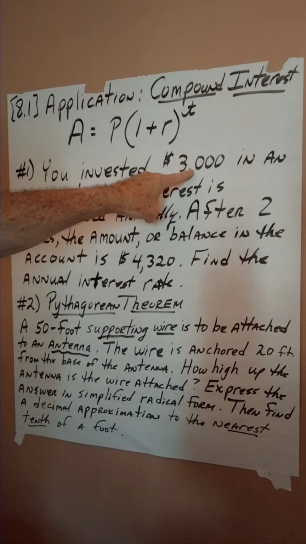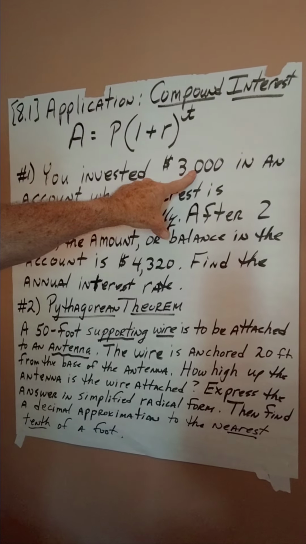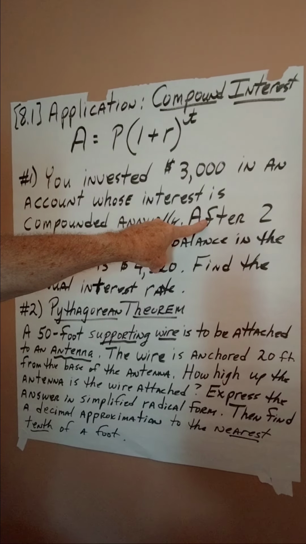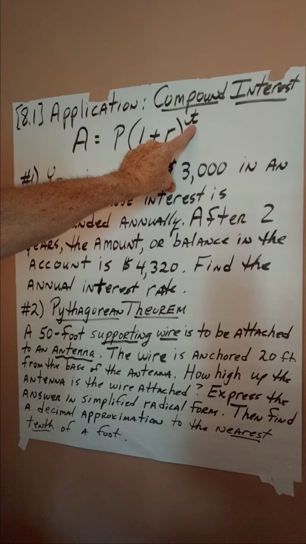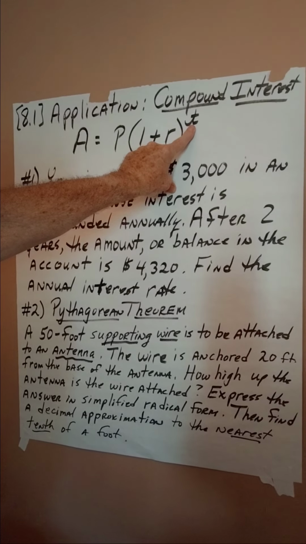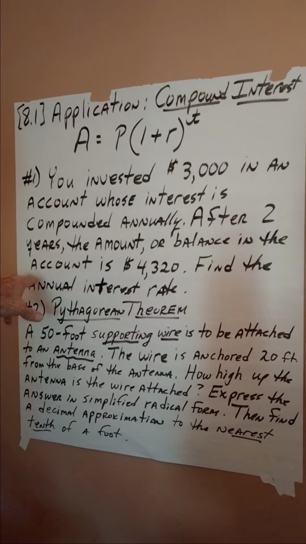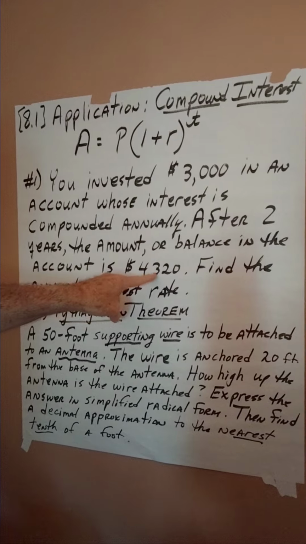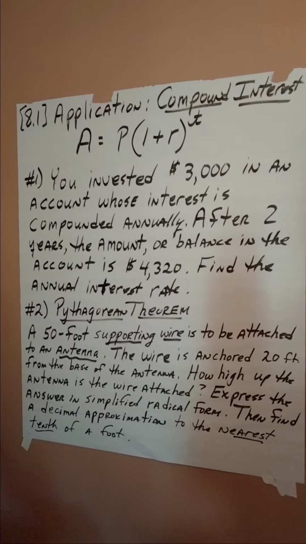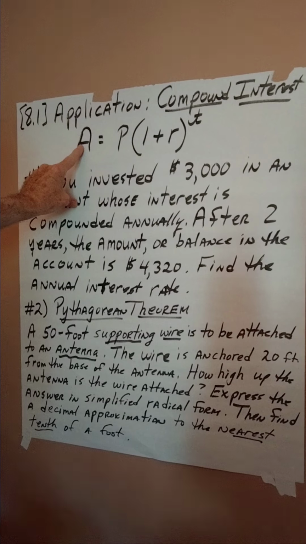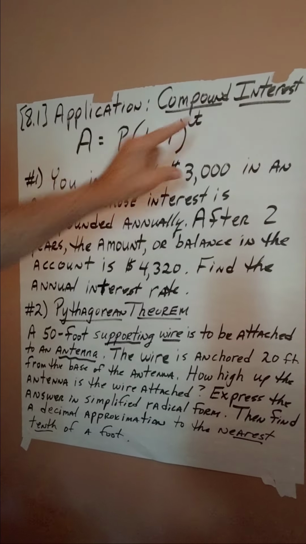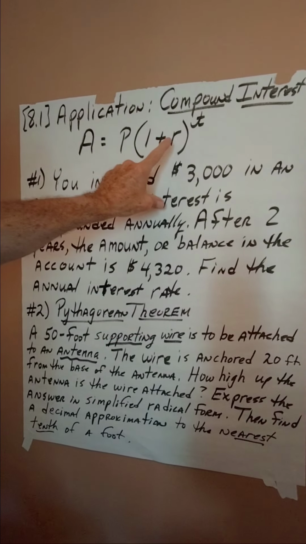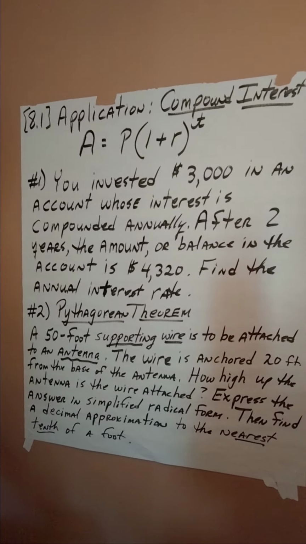$3,000 is the original investment. $3,000 is your principal. After 2 years, that's your time. It's going to be held in the account for 2 years. And after 2 years, the amount or balance in the account is $4,320. So we know this, we know this, and we know this. Question: find the annual interest rate. They're wanting us to find R.